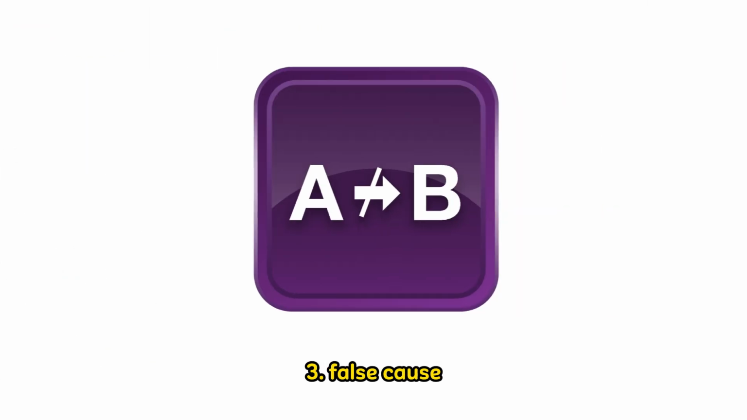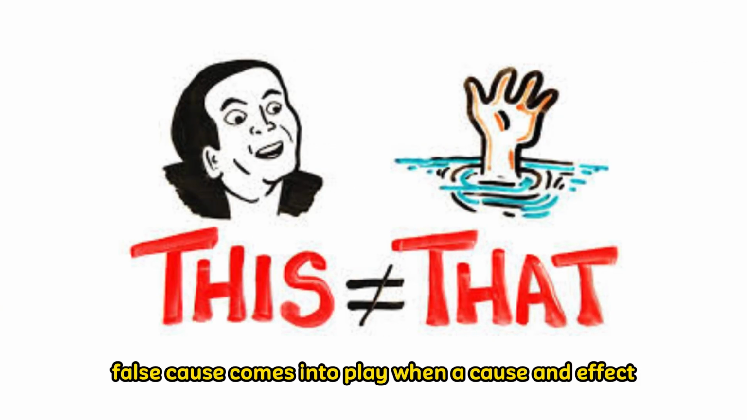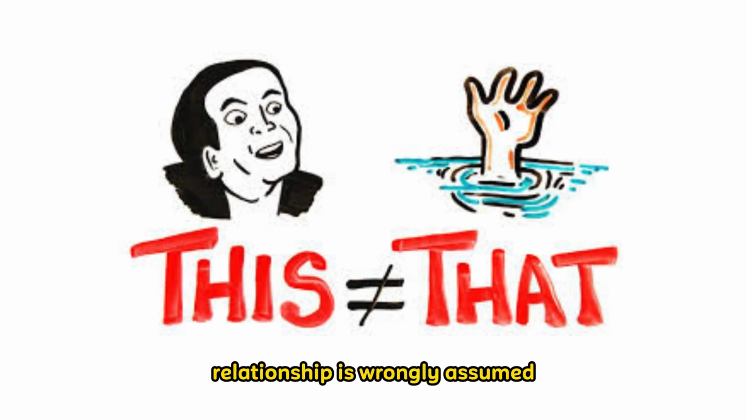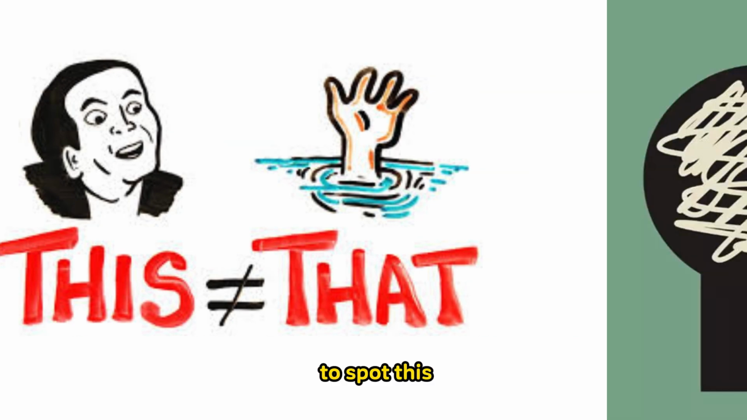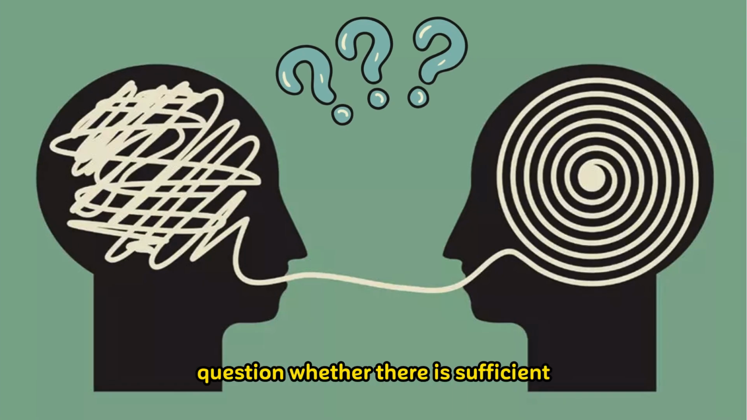3. False cause. False cause comes into play when a cause and effect relationship is wrongly assumed. To spot this, question whether there is sufficient evidence to establish a real connection between two events.